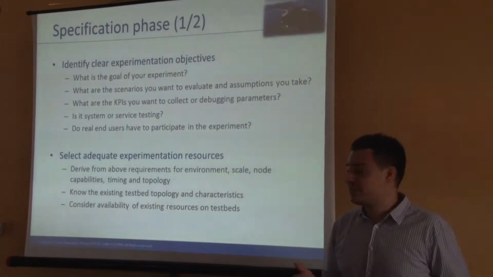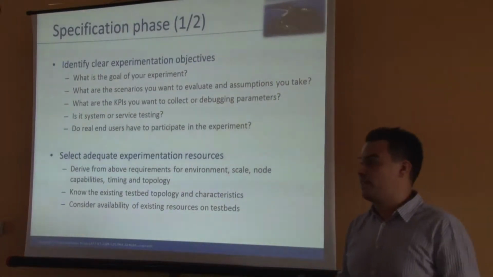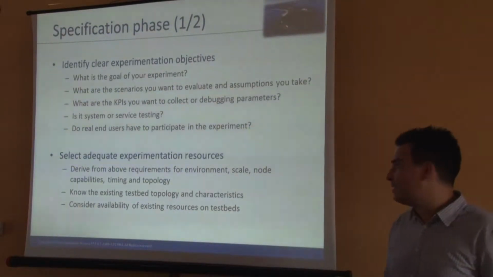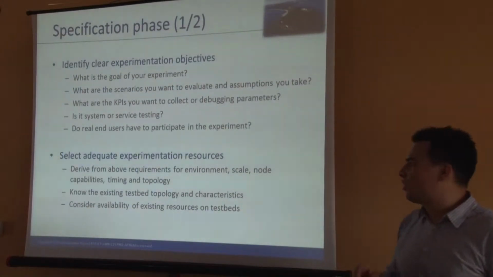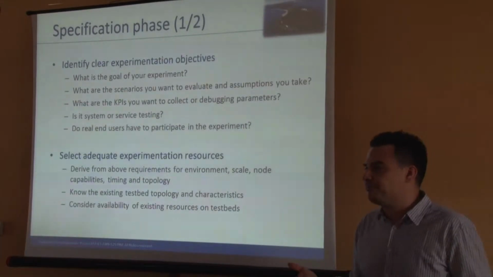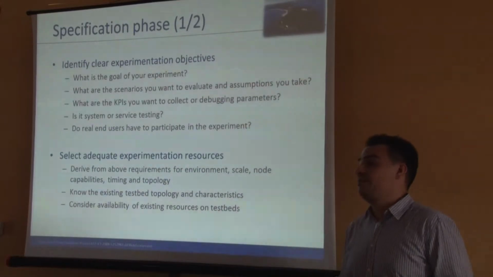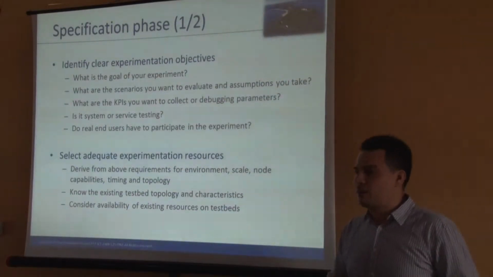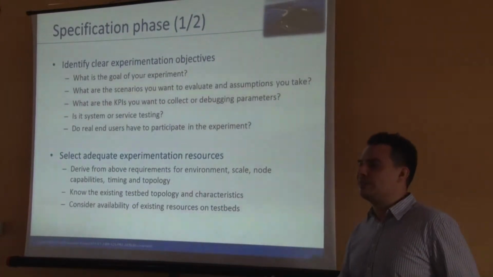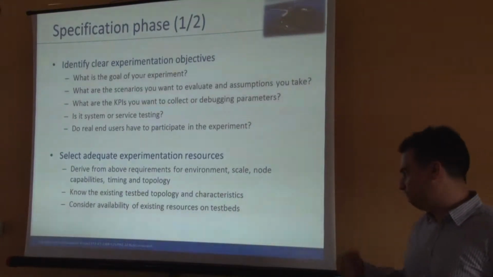Then a second part is, once you know about all these scenarios, what are the best experimentation resources? In terms of the scale, the devices that you need, the information flows, the capabilities, the topology, these are all factors that will influence your experiment at the end. It's also important that you understand what topologies and characteristics the different testbeds offer. We have some tools that can support you in making these kinds of decisions, and I will show them in a bit.